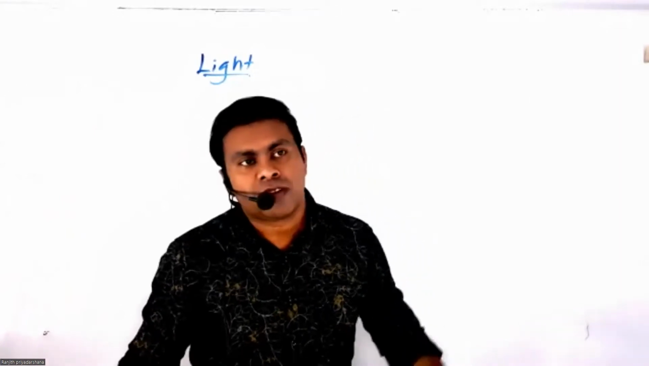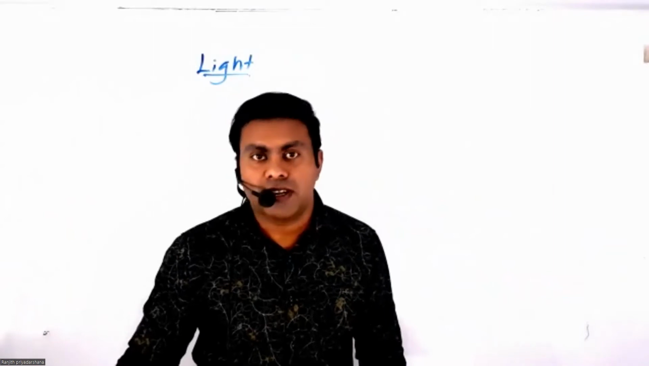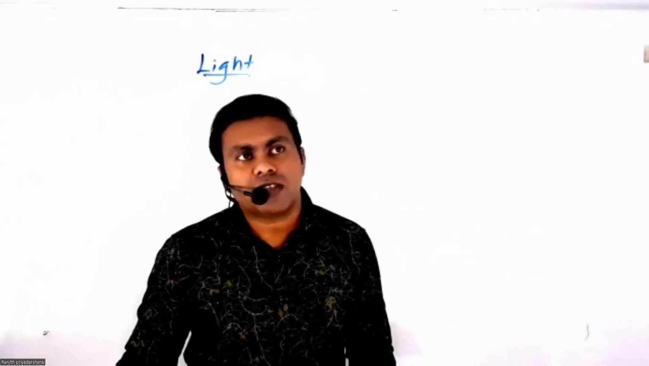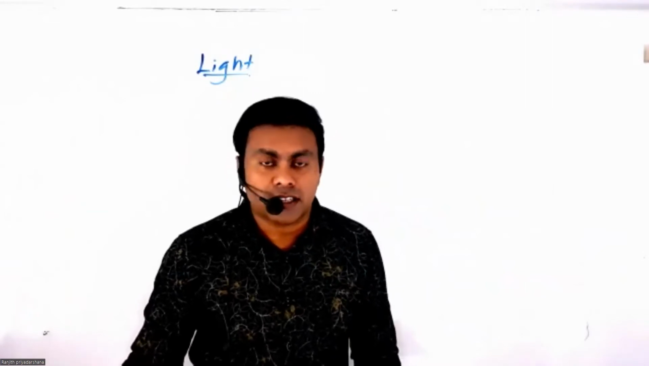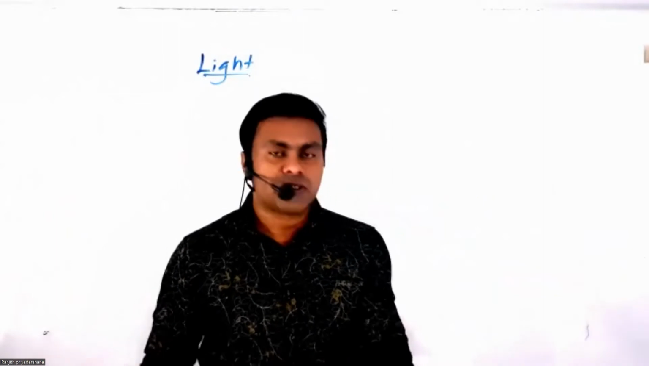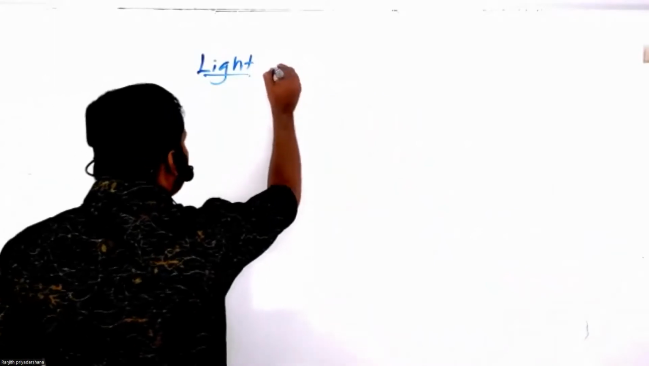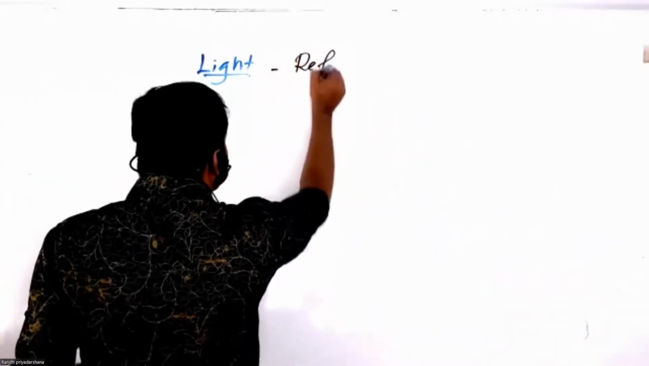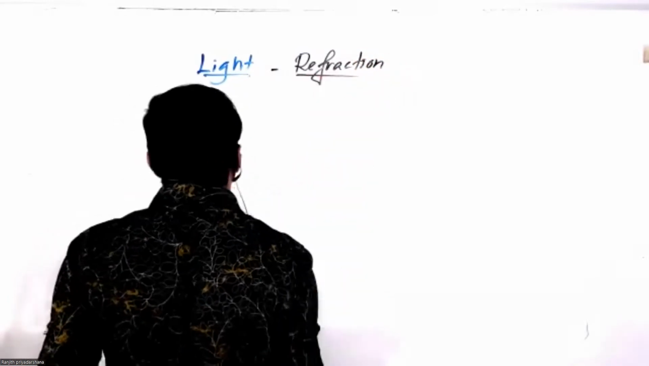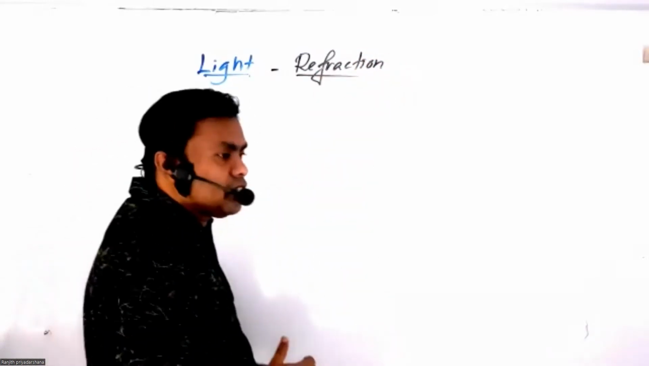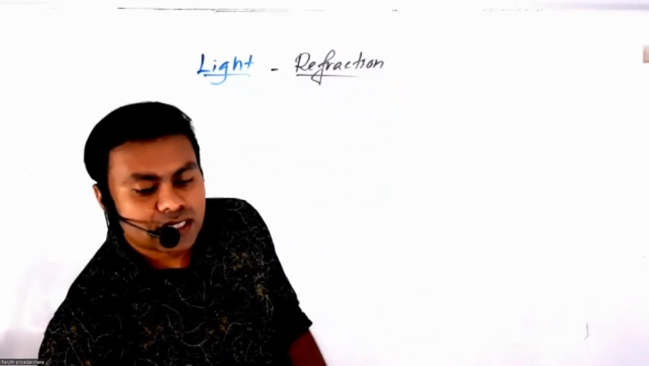One is reflection of light. The other one is refraction of light. Reflection of light we completed in the lesson on light, with the reflection of curved mirrors and plane mirrors. And here we are going to study the next feature, refraction. Refraction means change in the direction of a light ray when it travels from one transparent medium to another transparent medium.